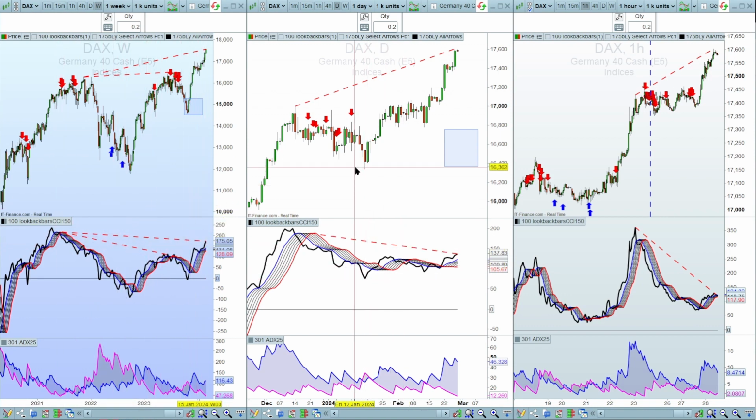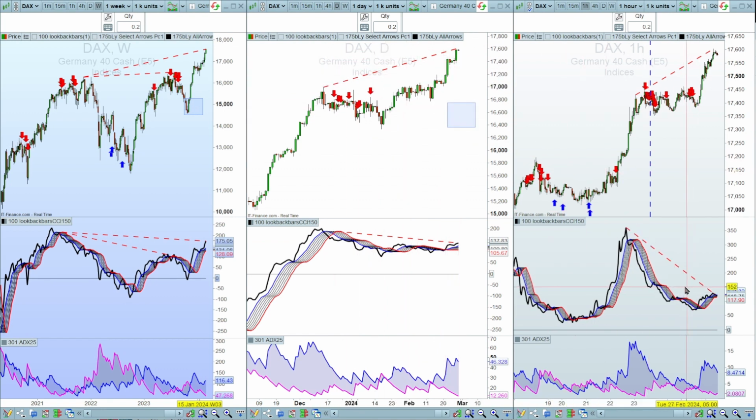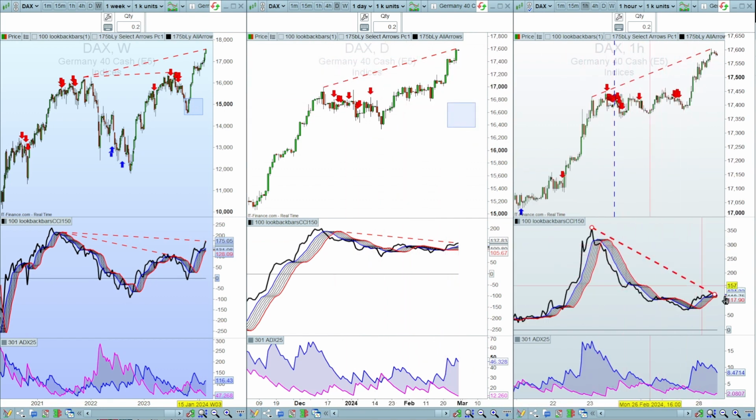The same rule applies for the daily and the hourly. You can see there on the daily, still a bearish divergence versus higher highs on the price, and on the hourly, likewise, a very steep divergence on the CCI versus higher highs on the price there.